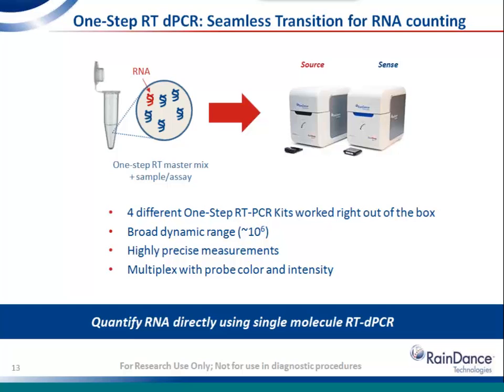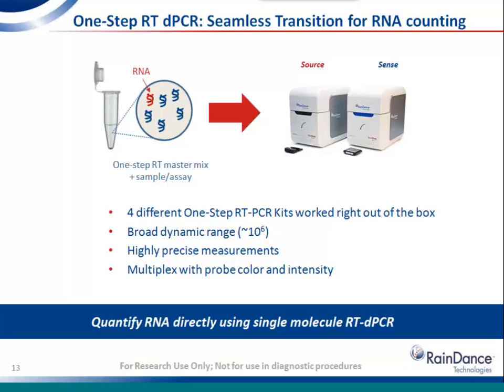So the first time the experiments were run using a 1-step master mix, 4 different 1-step RT qPCR kits were purchased and worked immediately right out of the box. For most of the experiments that I'm going to be showing you, I picked just one of those, which was SuperScript III kit, very commonly used.